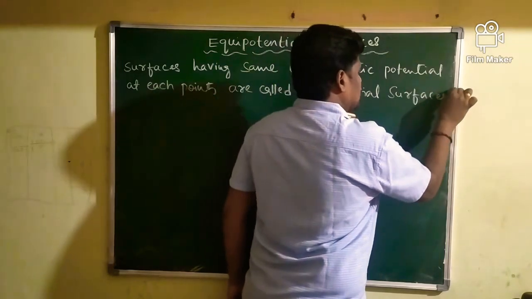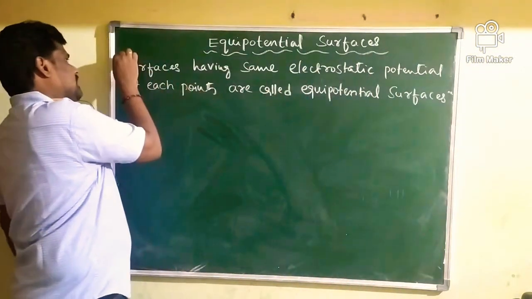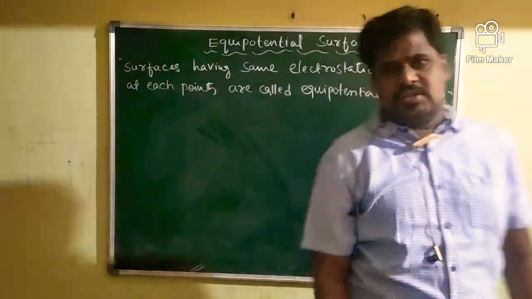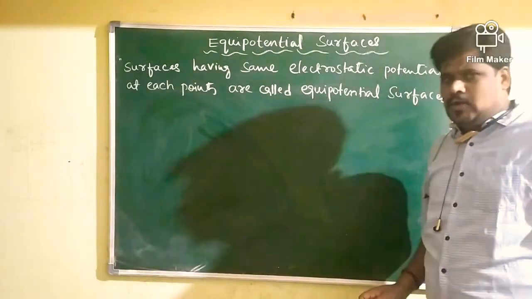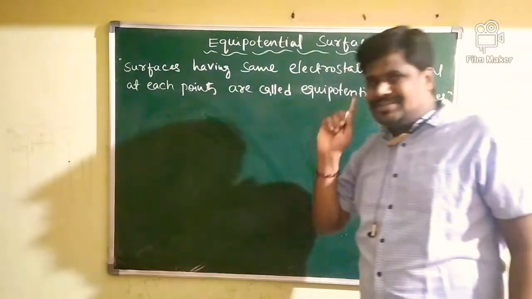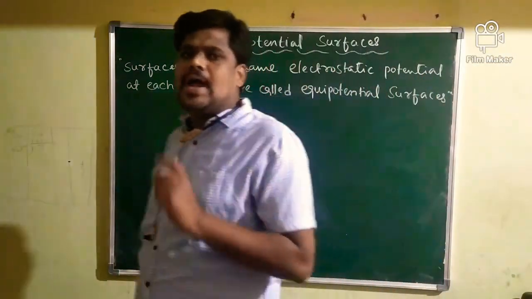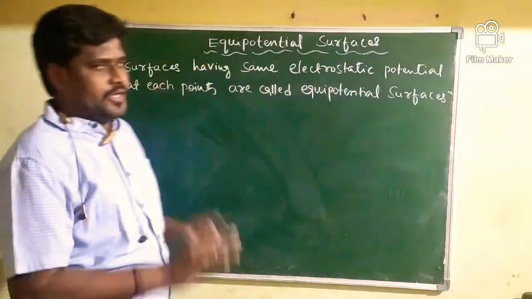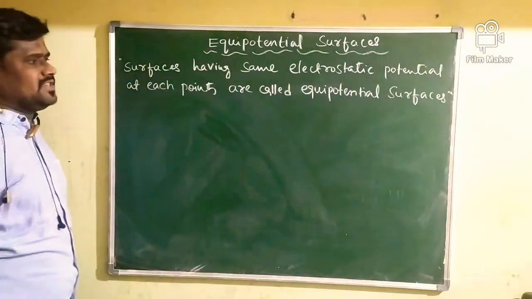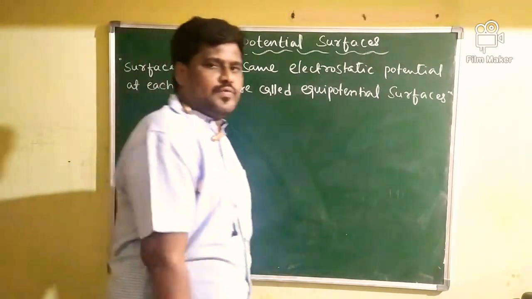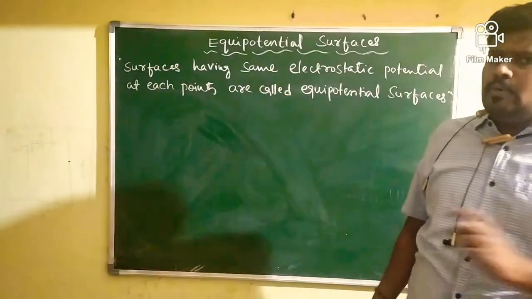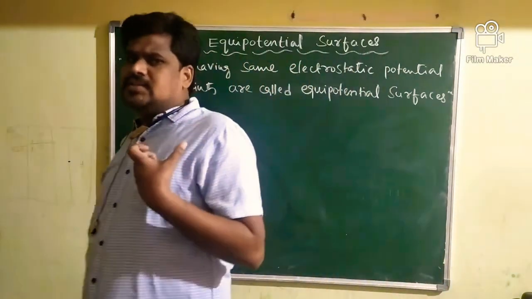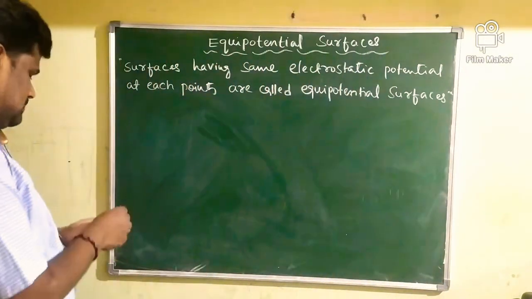So if you consider any surface, that surface is said to be an equipotential surface provided all the points on that surface have the same value of electrostatic potential. If that condition is satisfied, then the given surface is said to be an equipotential surface.